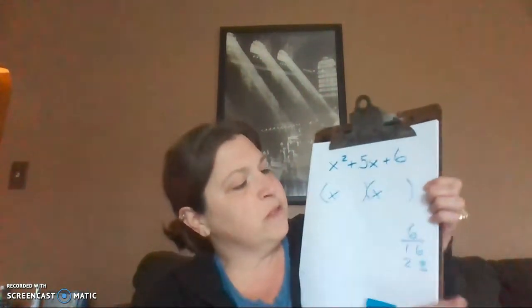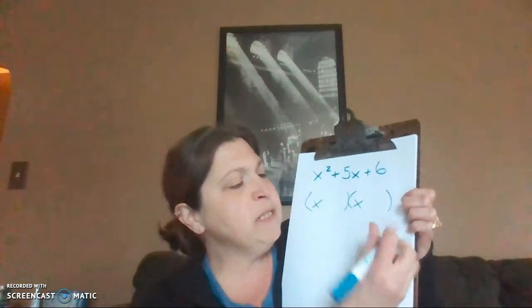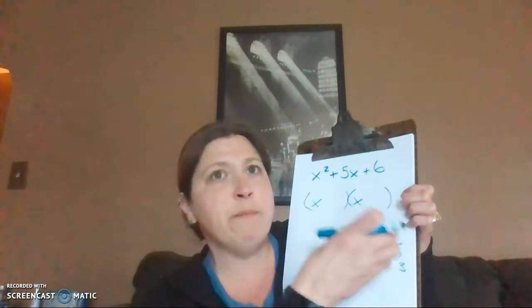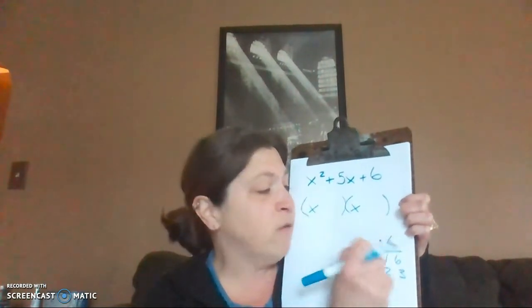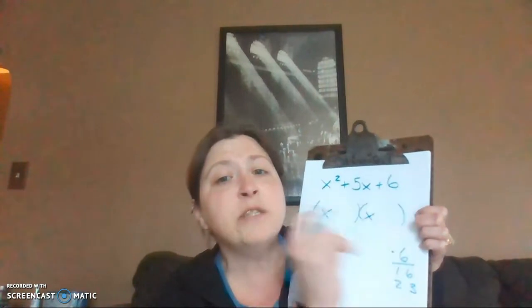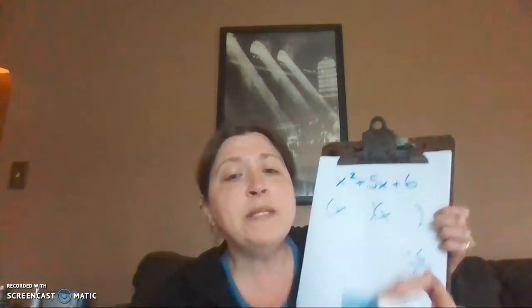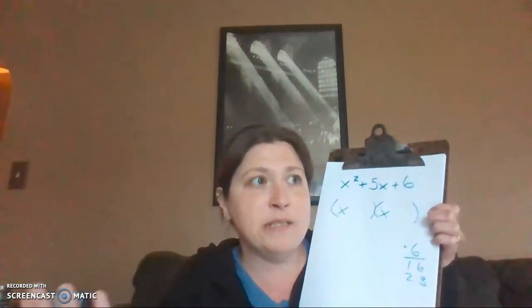All right, so now this time I want a positive 6. So that means my signs of the two are both going to be positive or they're both going to be negative, because if I multiply a positive 1 and a positive 6, I get positive 6. Same way if I multiply a negative 1 and a negative 6, I'm going to get a positive 6. So my signs are going to be the same. Well, what that means is I'm going to be adding my two numbers now, right? Because I have same signs.